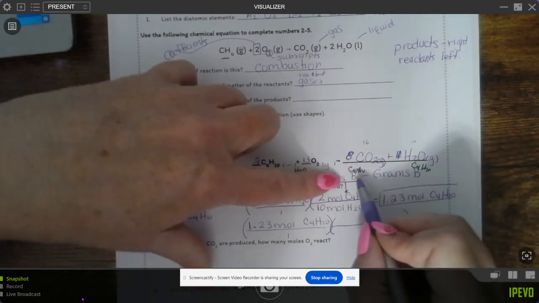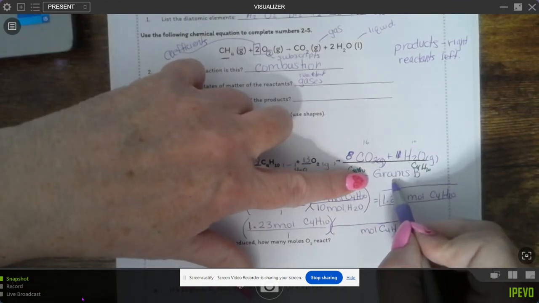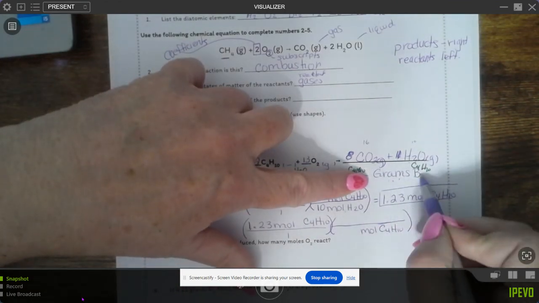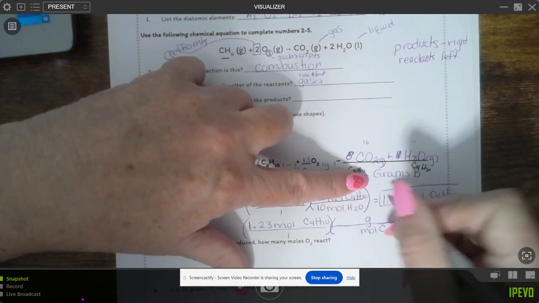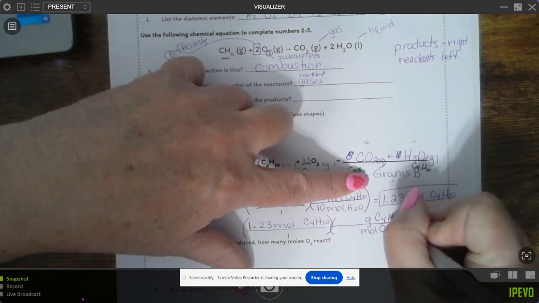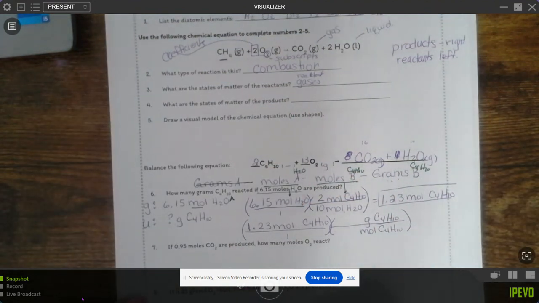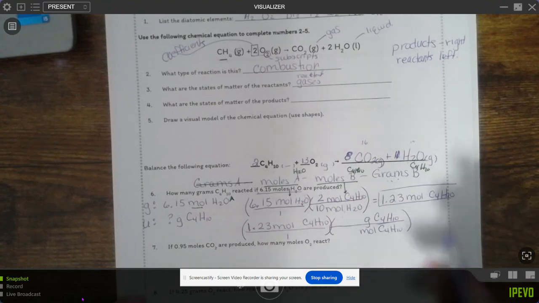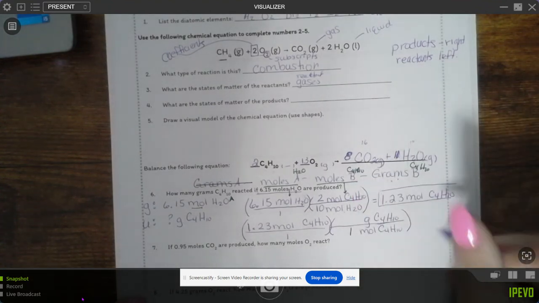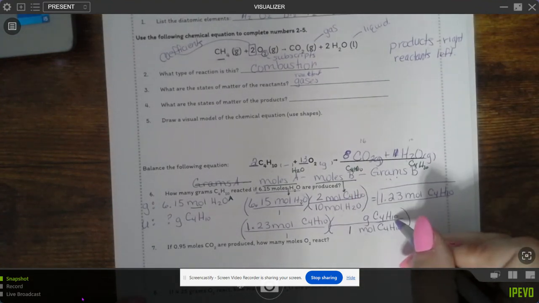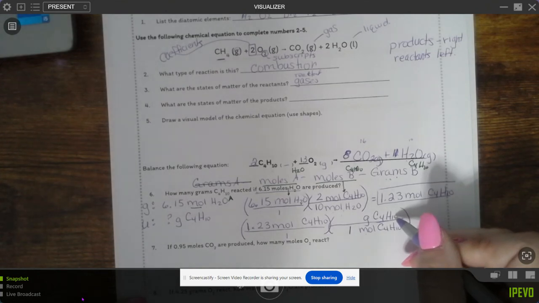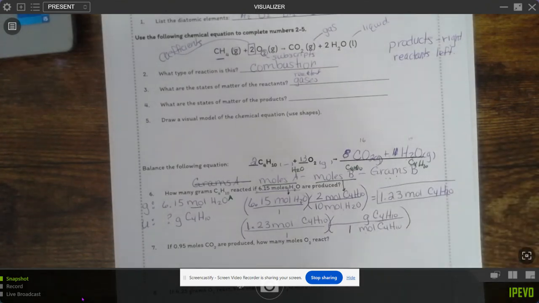On the top, if I look at the last place, where am I going to end up on my mole map? Grams of B. So grams of C4H10. Okay, now I have moles and I have grams. This is where I use the molar mass. So 1 mole of C4H10 has a molar mass of, we have to look at our periodic tables.